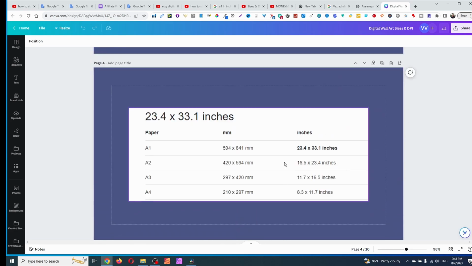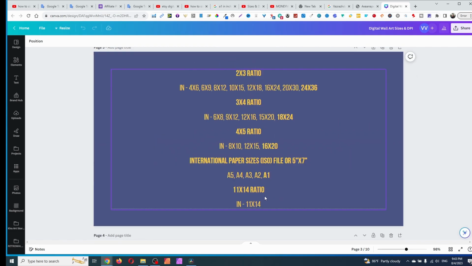And here I made a screenshot and you can see the sizes in inches. I will explain this using A1 because it's the biggest one, and it's going to be 23.4 inches by 33.1 inches. So the last one is the 11x14 ratio, and this is the same size in inches.